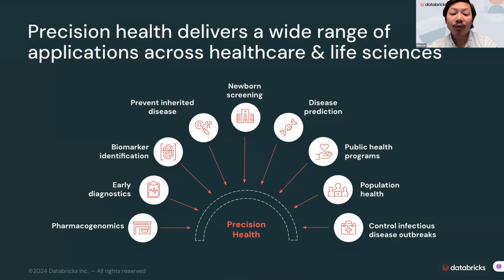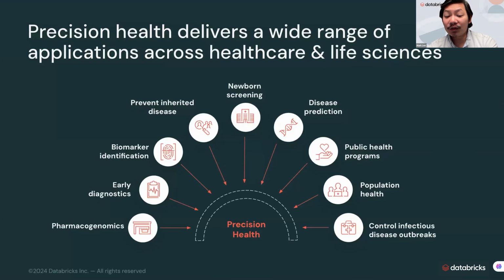We can actually, really importantly, start working on early diagnostics and newborn screening. So we can utilize genomic information to understand what is the likelihood of a particular newborn or a particular patient, early in their age, of demonstrating a particular phenotype or disease. And we can also look at how we can prevent inherited diseases using this kind of genomic screening.